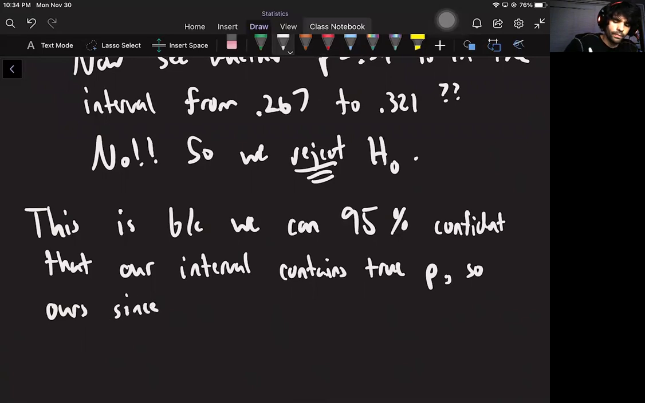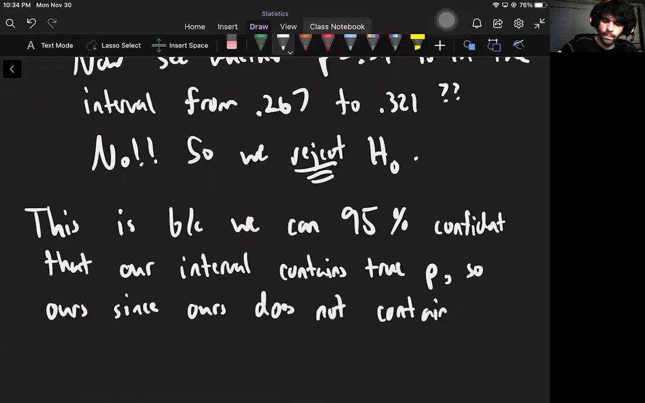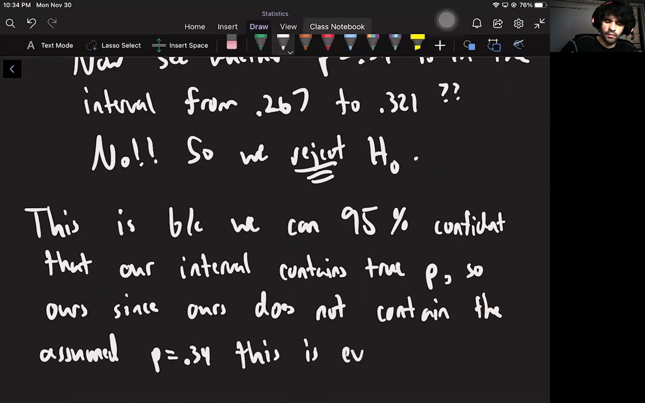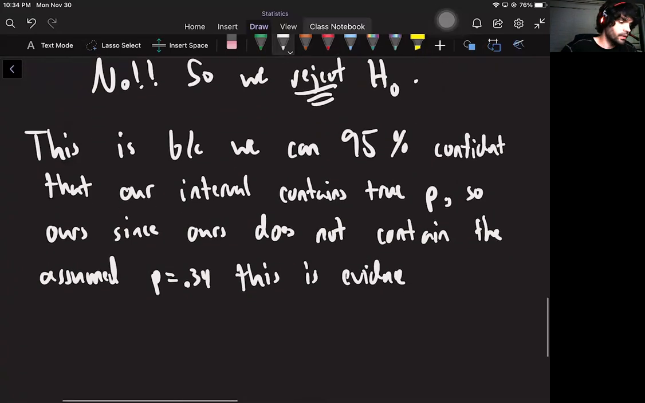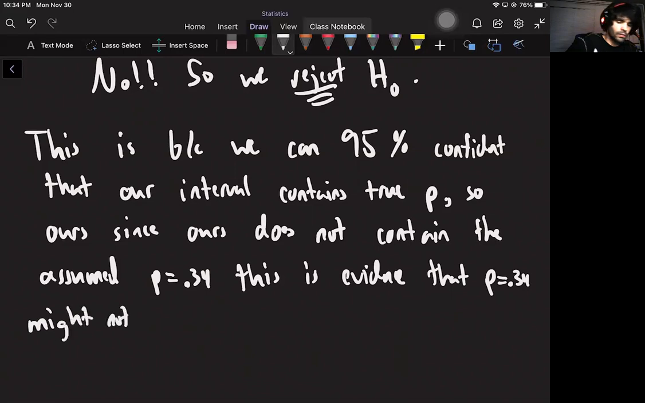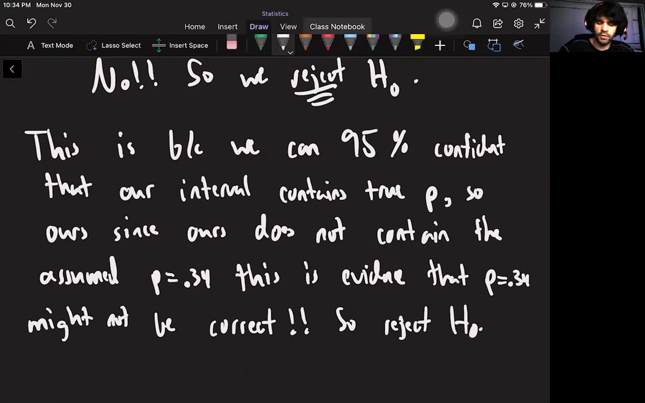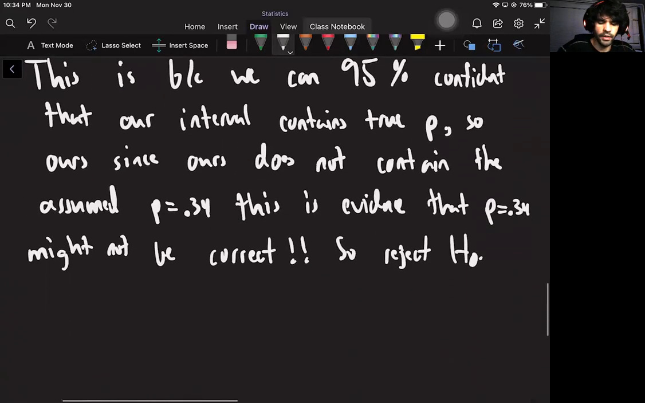So since ours does not contain the assumed p equals 0.34, this is evidence that that proportion might not be the correct proportion. And that's why we reject. When this happens, that's why we reject. Of course, you don't have to explain it every time you do it. You just reject it. But that's why you're rejecting it.